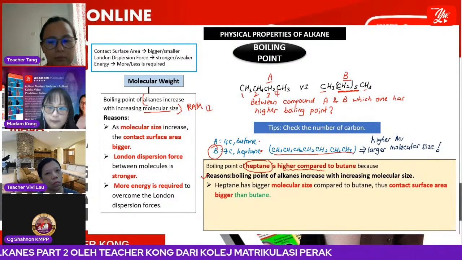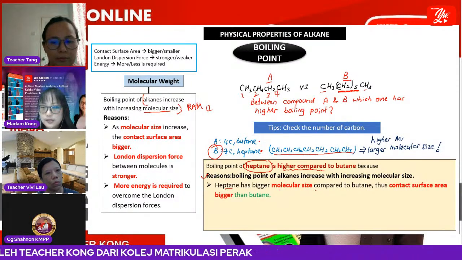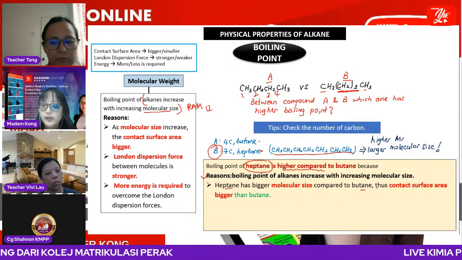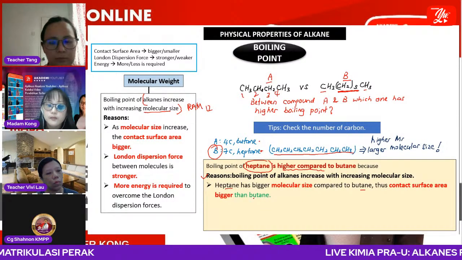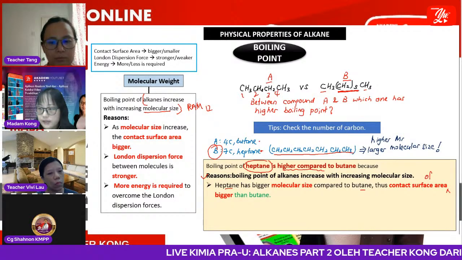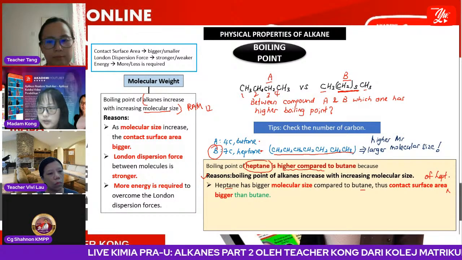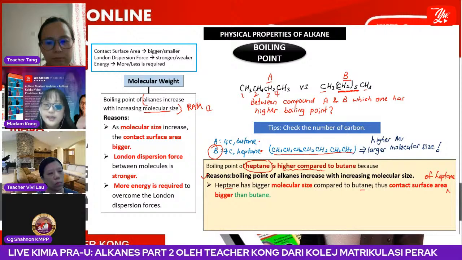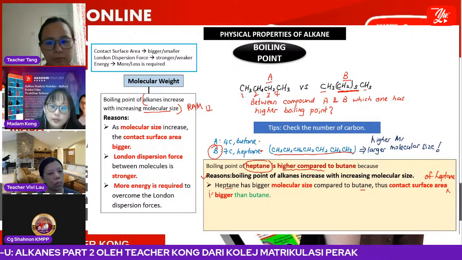So you mention heptane has bigger molecular size compared to butane. Thus, the contact surface area of heptane is bigger than butane. I have to add "of heptane", because I'm doing the comparison. So the contact surface area of heptane is bigger than butane.